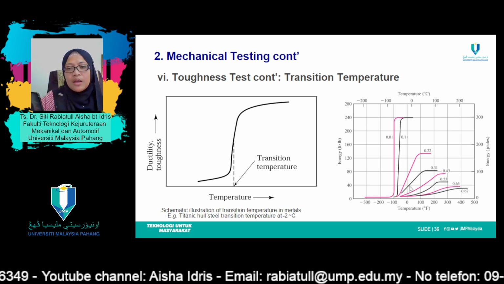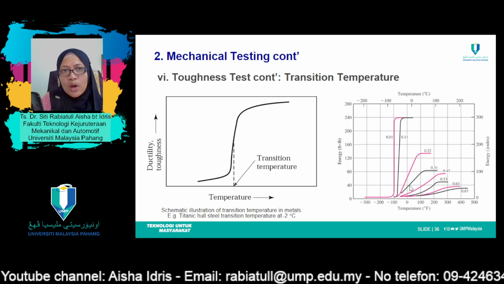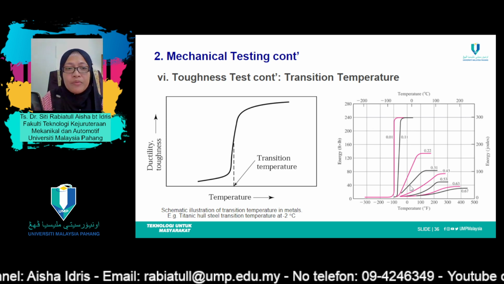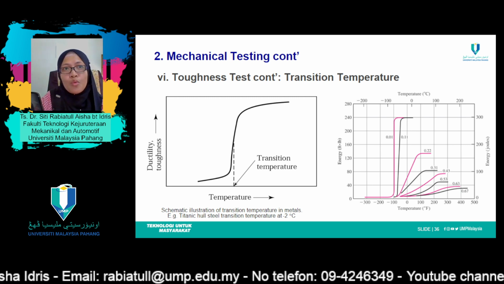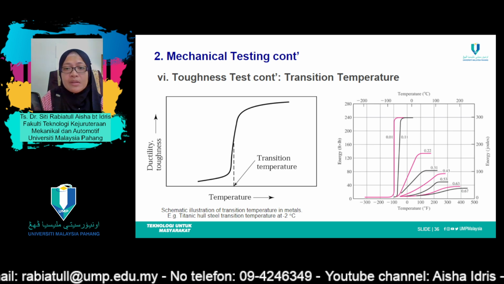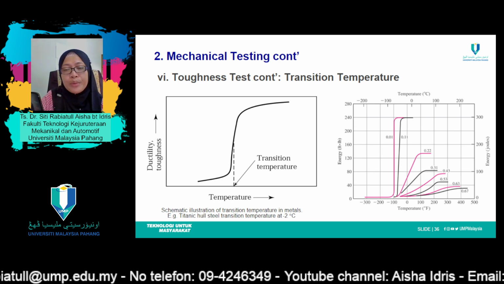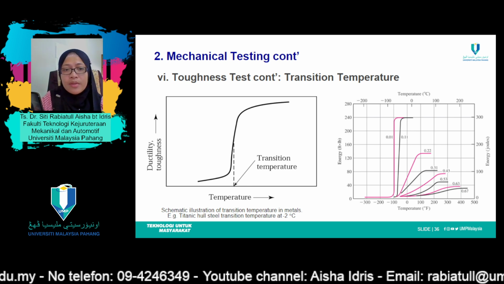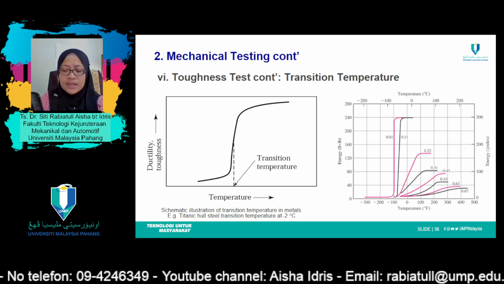That's why the incident of the Titanic happened before. When they were exposed to very low temperature, the material, the steel, changed into brittle in nature. Then once it hit the iceberg over there, it suddenly broke.